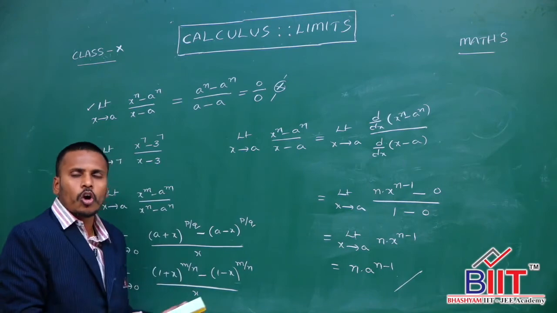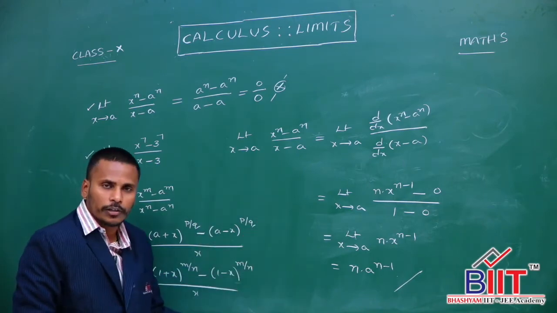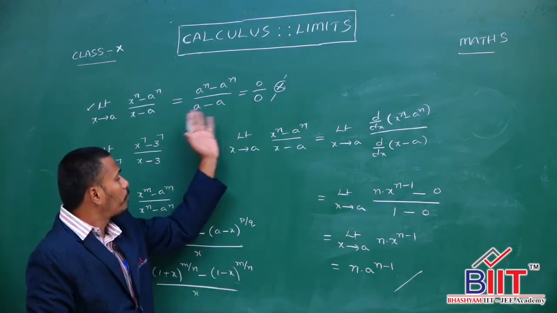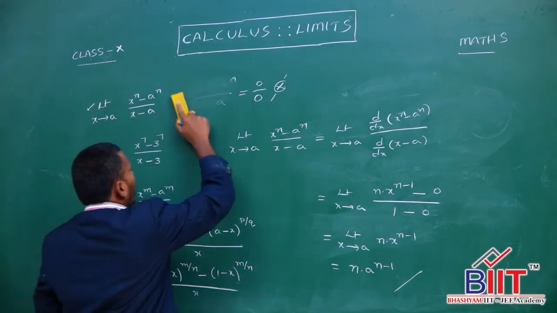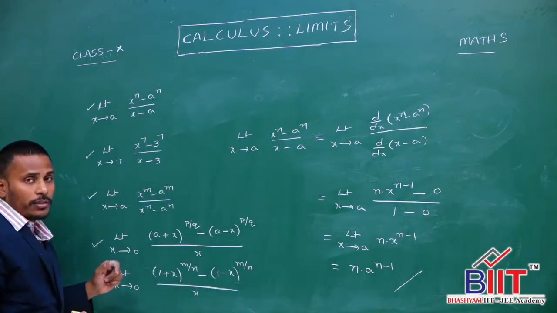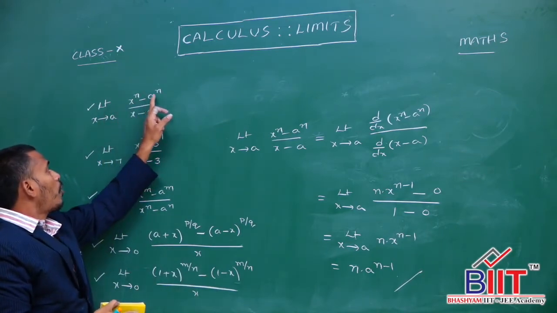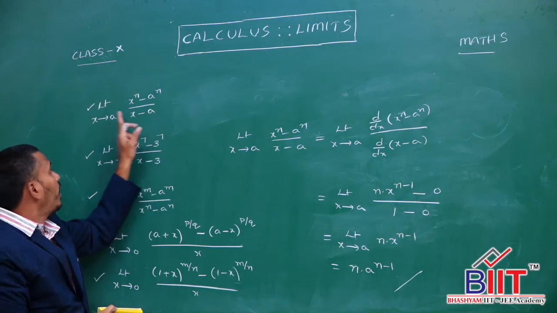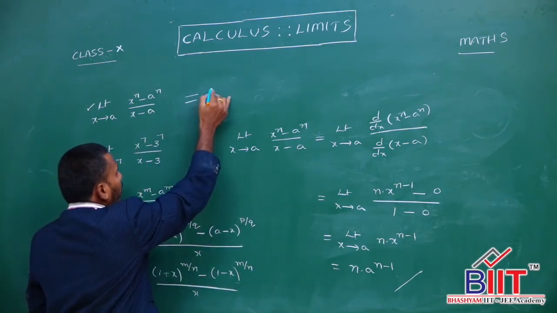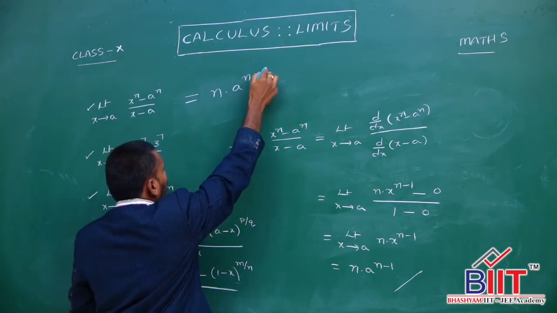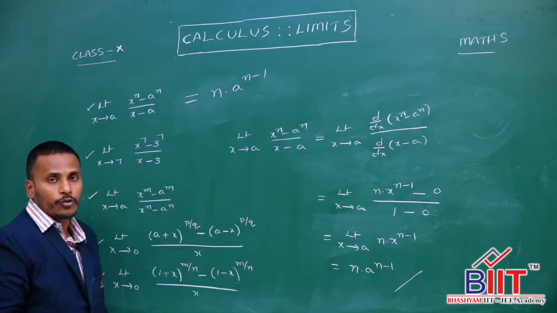So there is no need to always go with the L'Hospital rule or to observe the indeterminate form. Directly, if you face this type of situation, calculating the limit of (x power n minus a power n) by (x minus a) as x tends to a, your answer is n into a to the power n minus 1. So this is equal to n into a to the power n minus 1.